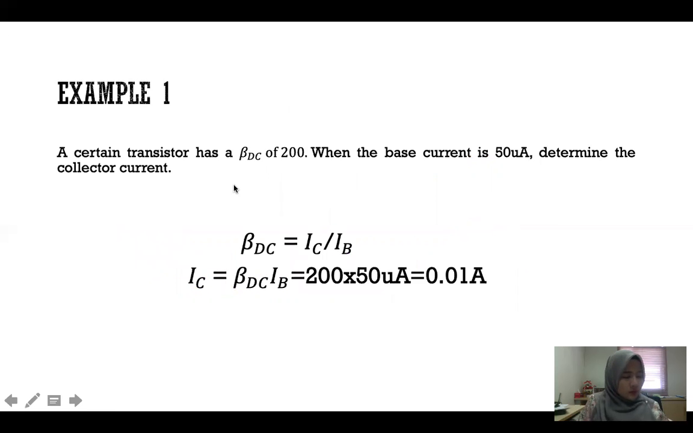So example 1. Given a certain transistor has a beta DC of 200, when the base current, which is IB, is 50 microamp, determine the collector current. So determine IC. By using this formula, beta equals IC over IB, you can find IC. Just put in the values, and you will get the collector current equals 0.01 ampere.